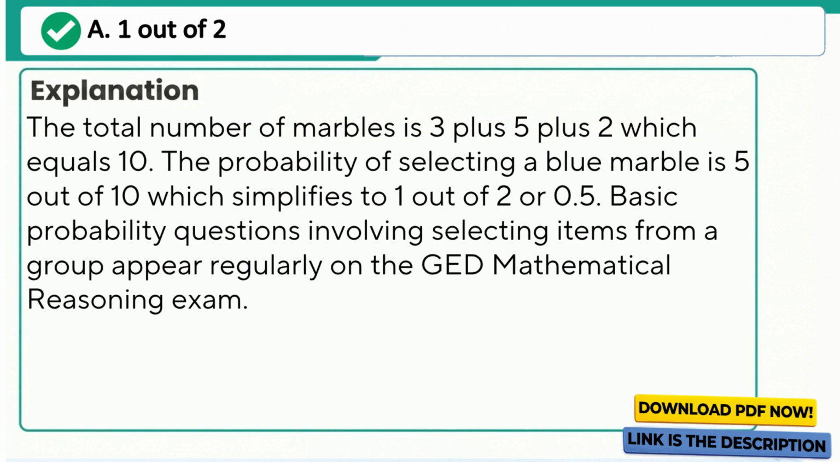The probability of selecting a blue marble is 5 out of 10, which simplifies to 1 out of 2, or 0.5. Basic probability questions involving selecting items from a group appear regularly on the GED Mathematical Reasoning exam.